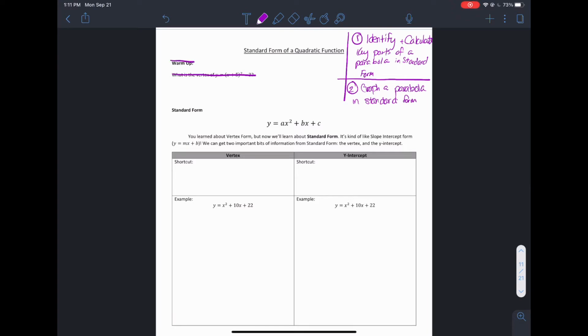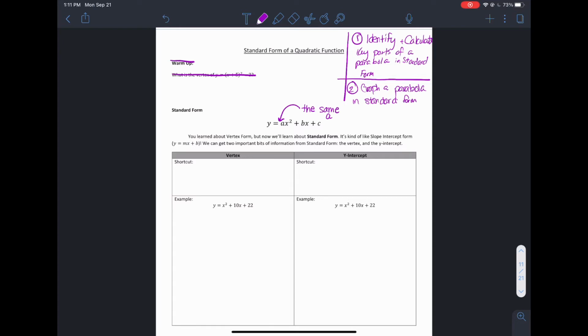Okay, so standard form is y equals ax squared plus bx plus c. Now we already learned about vertex form, but now we're going to learn about standard form. It's just another way we can write the equation of a parabola. One thing I'd really like to point out is that a is used again. That a is the same a as it was in vertex form.